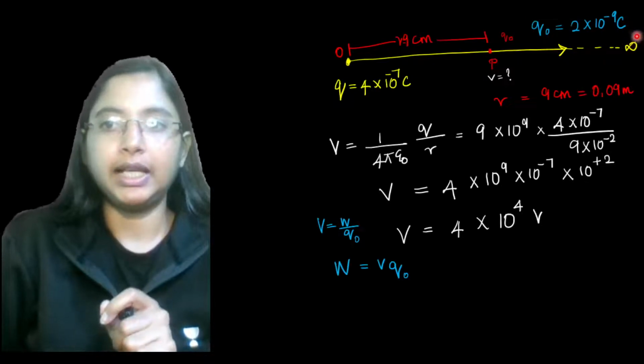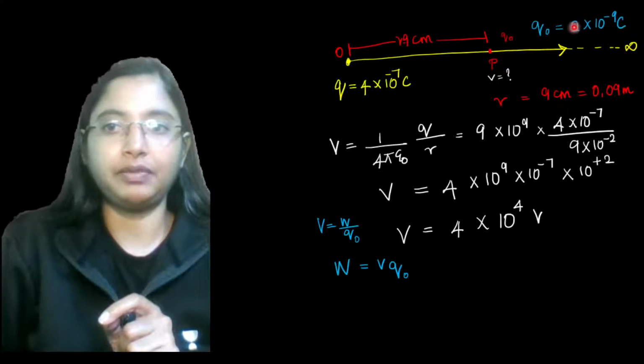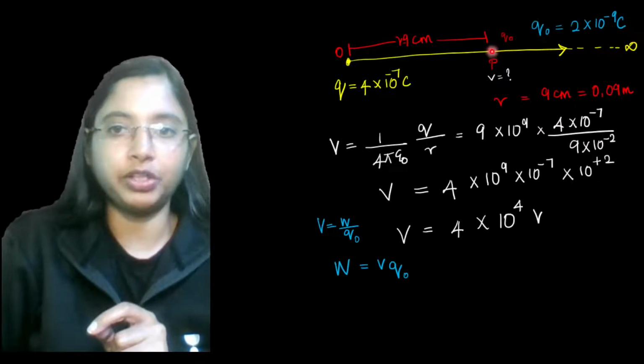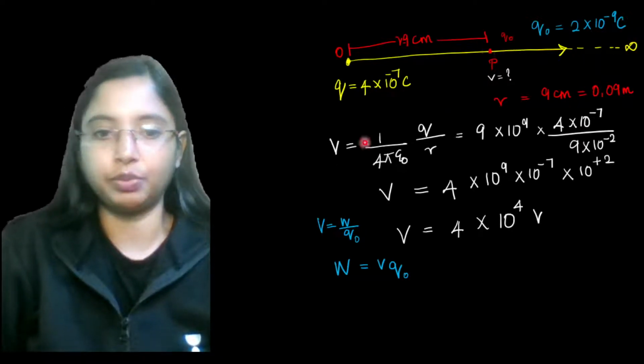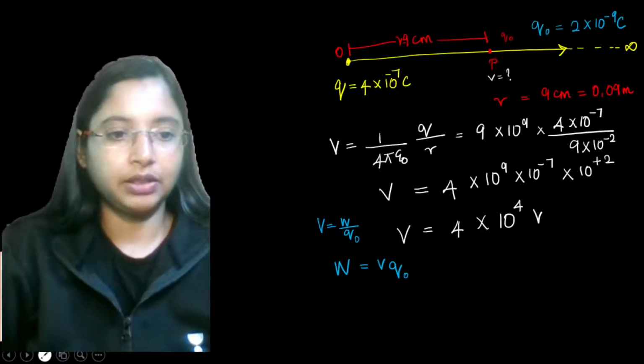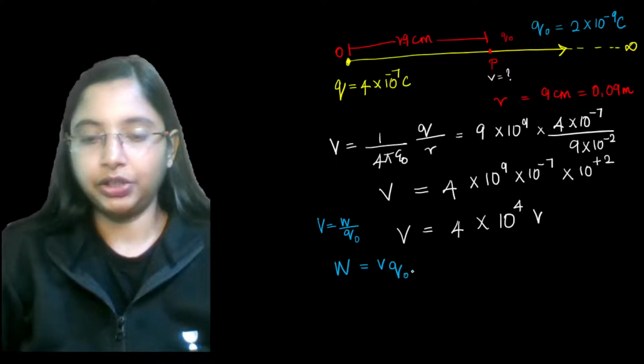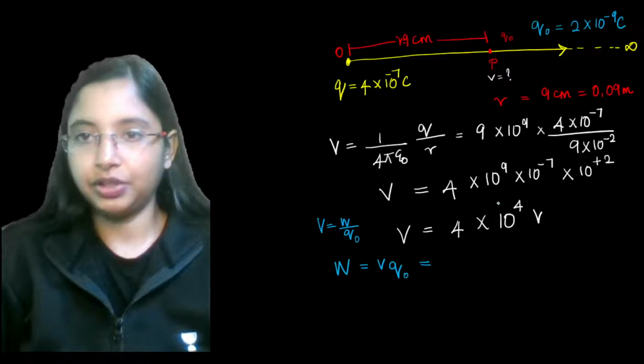Now, against the electrostatic force, if you're bringing a test charge which has a value of 2 into 10 to the power of minus 9 coulombs from infinity to this point P, then what is the work done? That is given by potential into this Q0. What will be the potential value over here?